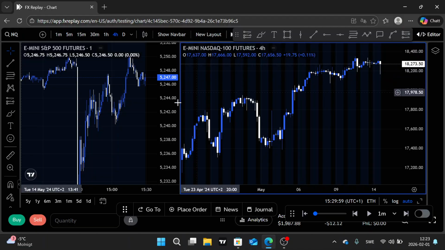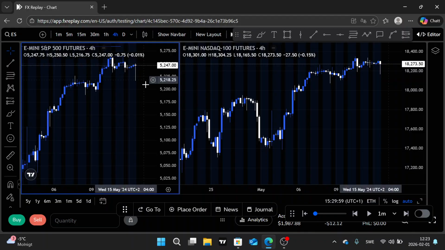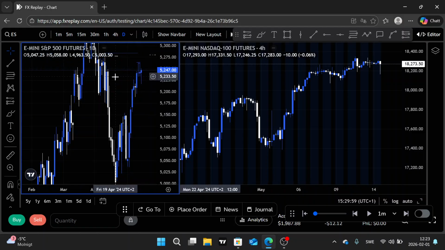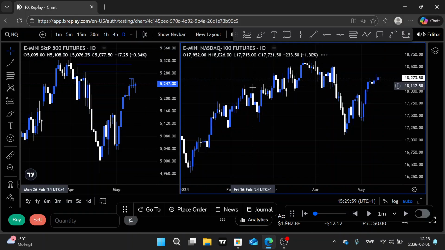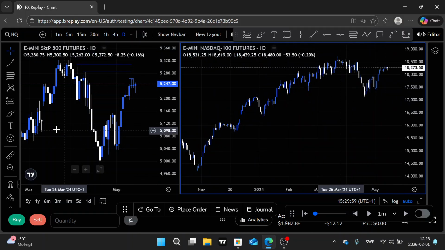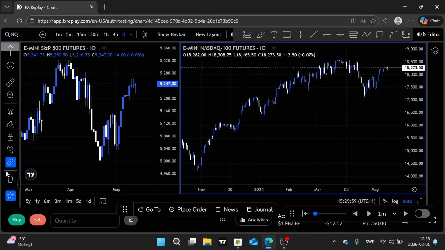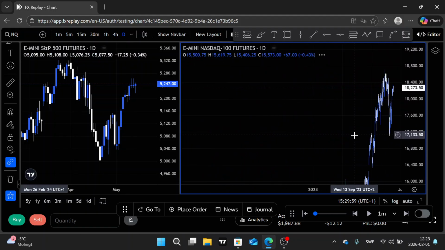For our time frame, reset the chart. And let's see daily actually. Daily. We clean everything up. So this is how it looks on the daily time frame.